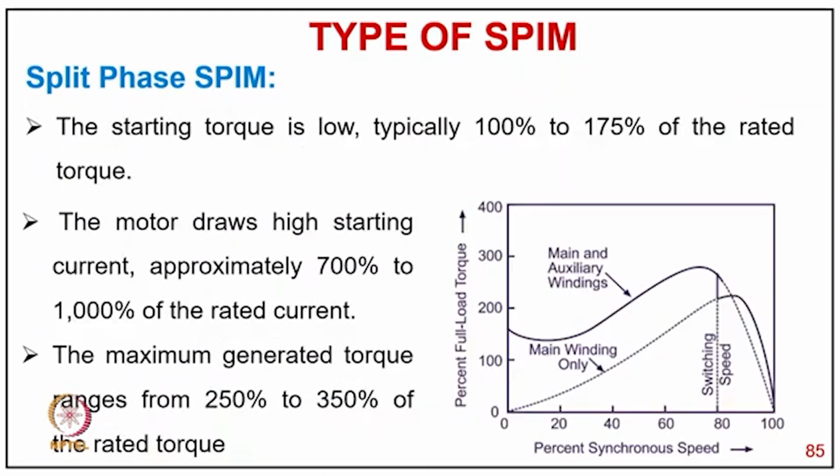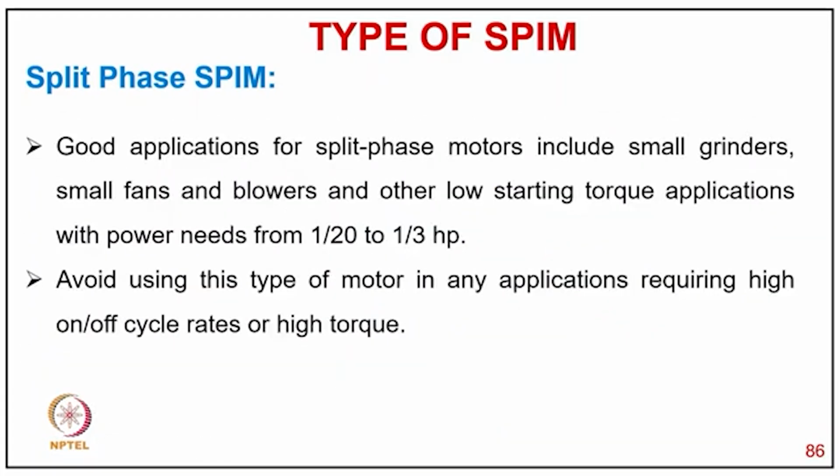hence the motor starts. You can see the torque speed characteristic with the main and auxiliary winding, and when the starting winding is cut out, you run on the main winding only, so the characteristic switches over, as you can see there. The starting torque is low, typically 100% to 175% of rated torque. The motor draws a high starting current, approximately 7 to 10 times the rated current, and the maximum generated torque ranges from 250 to 350% of rated torque.